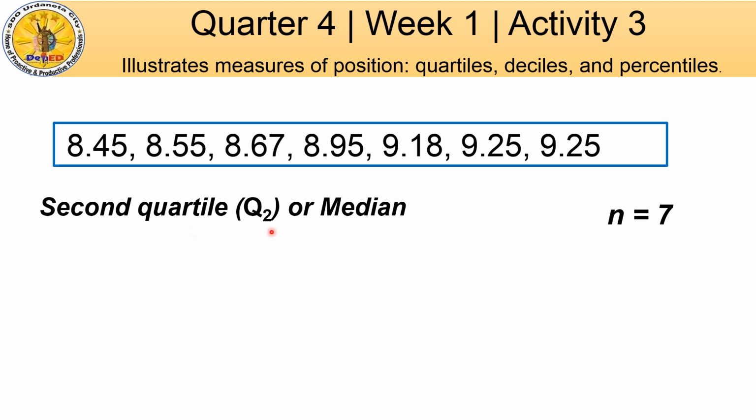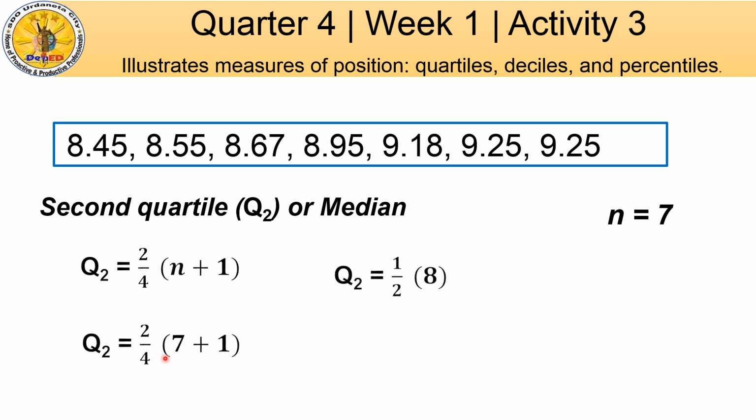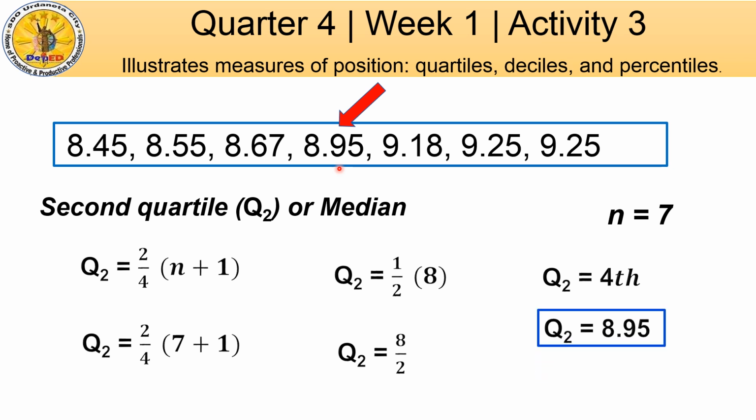For the second quartile, Q2, or the median, using the same value of n, which is 7, we're going to apply the formula for the position of Q2. That is 2/4 times n plus 1. We can simplify 2/4 into 1/2, then simplify 7 plus 1, that is 8. So we have 8 divided by 2, and your quartile 2 is located at the fourth data: 1, 2, 3, 4. And this will represent your quartile 2 value, that is 8.95.